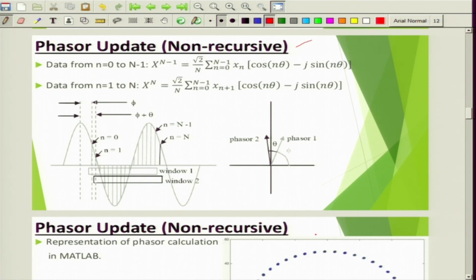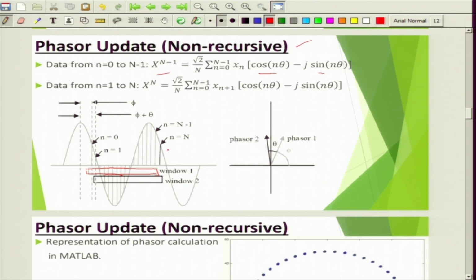So let us discuss the non-recursive approach. Data from n equal to 0 to n minus 1, x of n minus 1 is given by root 2 by n, with a cosine and sine component. Let us say this is a sinusoidal signal and we are making windows; this is window 1. You see here one cycle of the window, where a number of samples are present.